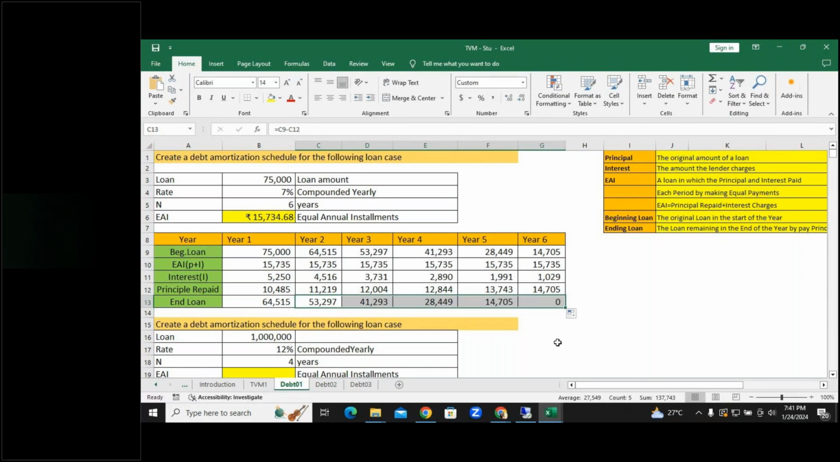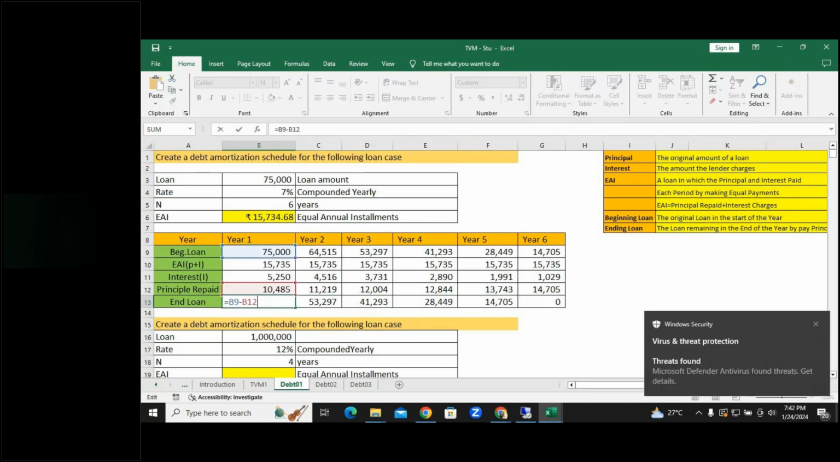So in Excel it is not that for each and every year you have to keep on calculating. In a systematic way you calculate for the first year and second year, and the rest of the other years automatically will apply the calculation. I hope everybody understood. Ma'am, what is the formula for end loan? End loan, it is beginning of the loan minus principal repaid. Okay, thank you, ma'am. Yes, ma'am.